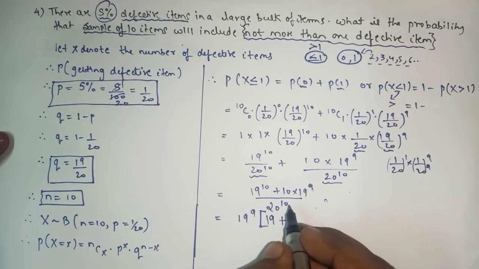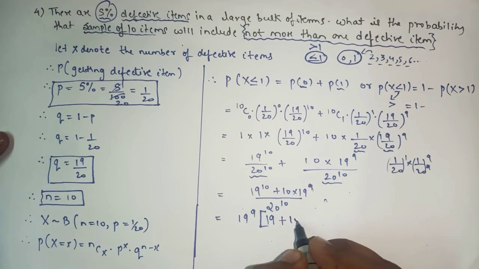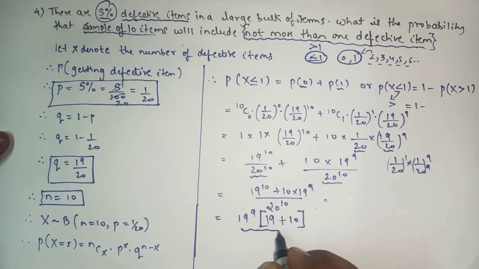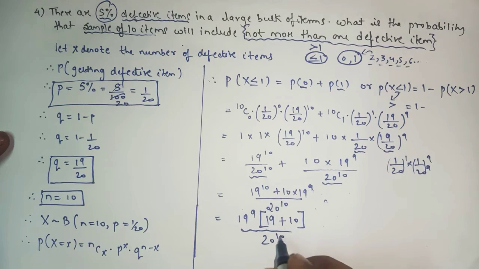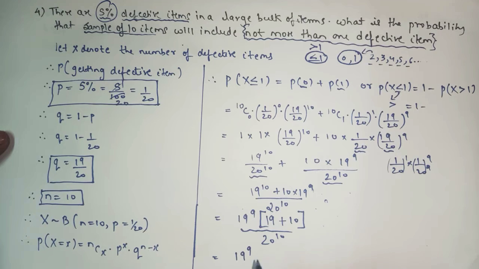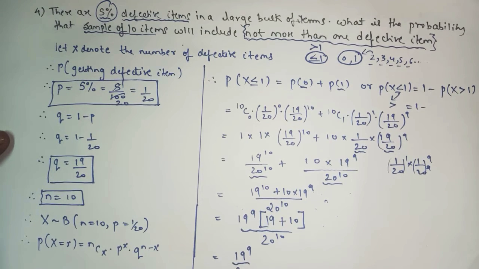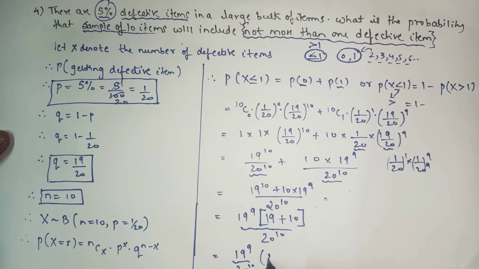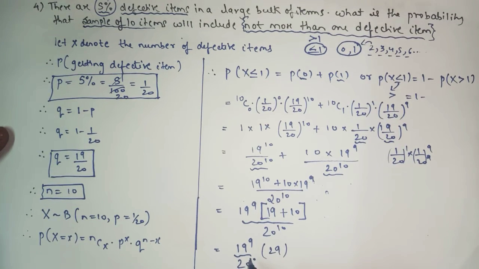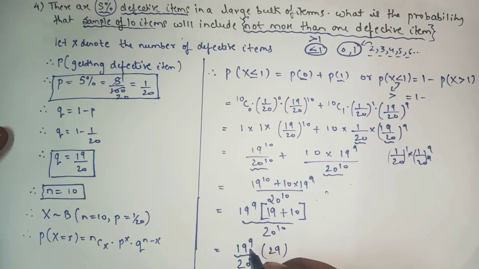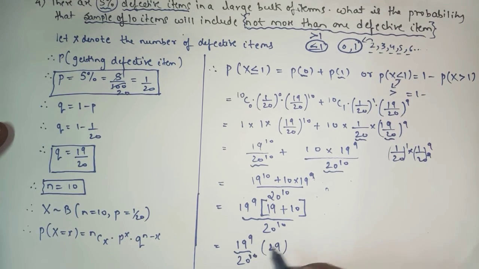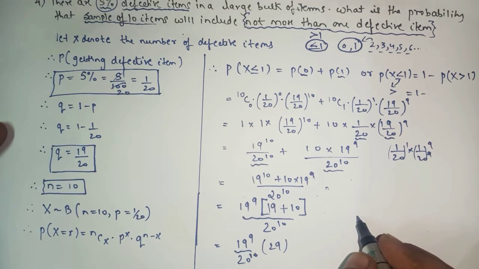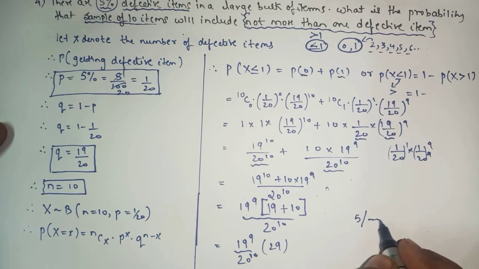Understood? Plus here it is 10 upon 20 raised to 10. So we'll keep this 19 raised to 9 as it is, and upon 20 raised to 10, and 19 plus 10 is 29.